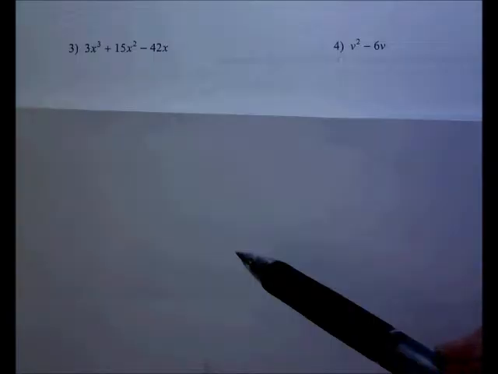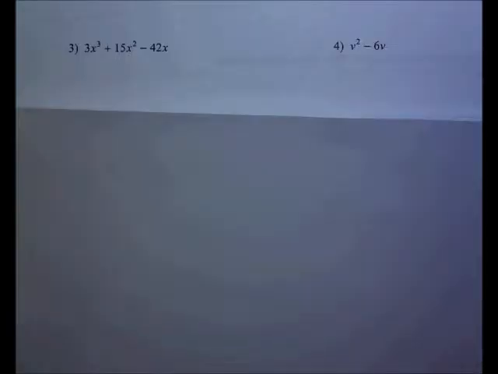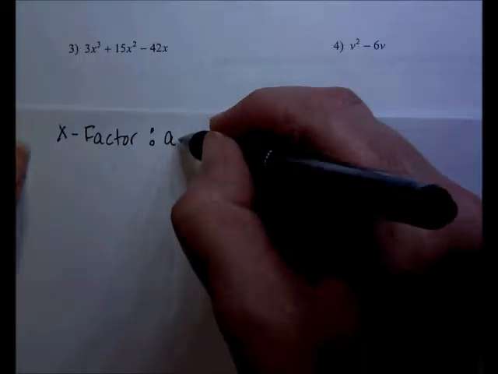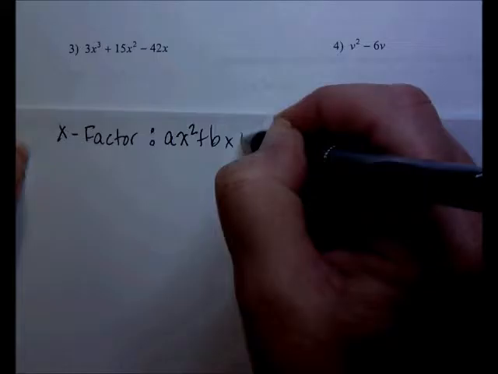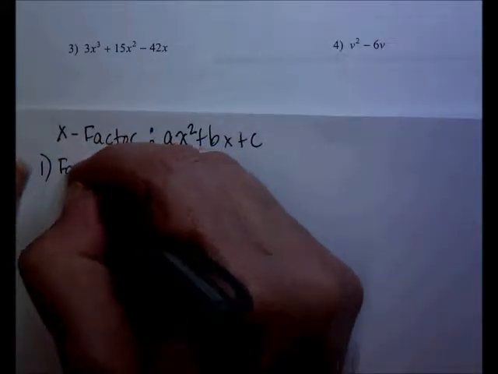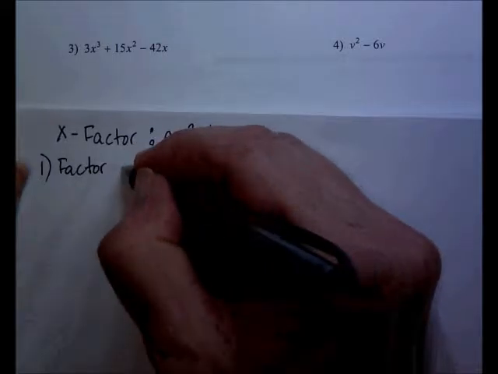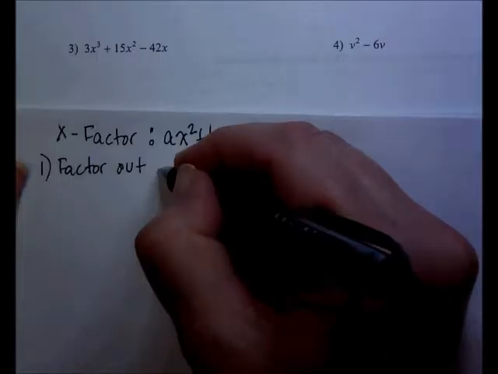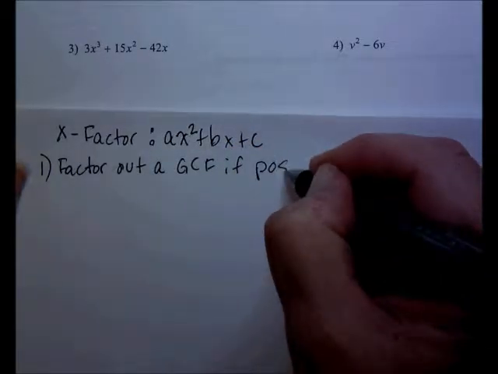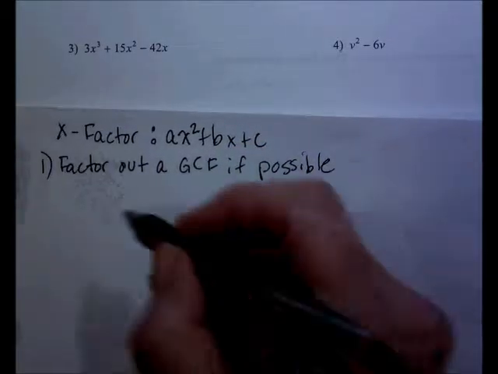I am adding on to my previous video, so there's also a method that you can use that is called the X factor that helps you with factoring also. And remember, it is when we're factoring quadratics, ax squared plus bx plus c. And my first step is still to factor out a GCF if at all possible. It makes your life so much easier. So let's work on number 3 from our work that we did today.